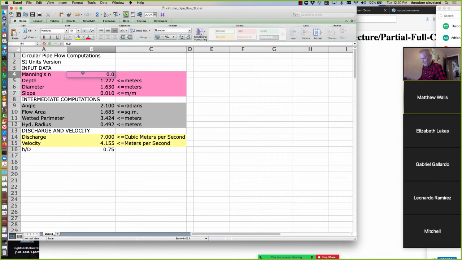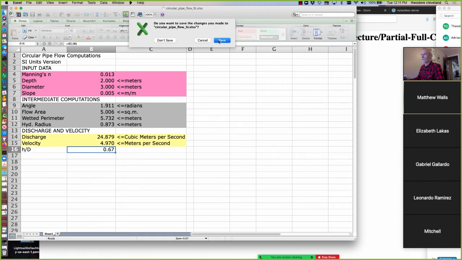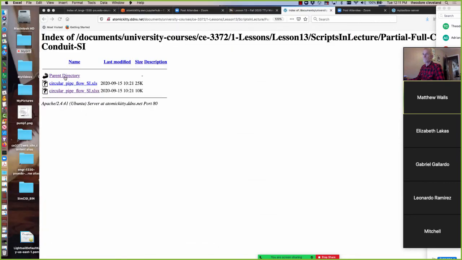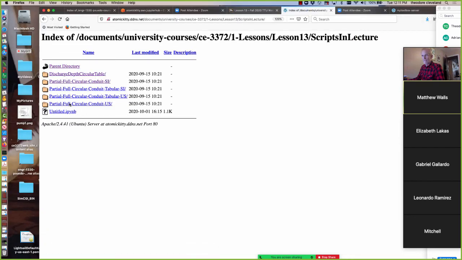So let's try a different value, Manning's N. Let's use a 3-meter diameter pipe, which is kind of big, and we'll go 2 meters deep in it on a longitudinal slope, 5 parts in 1,000, and that will carry 24 cubic meters per second, which is a lot of water, at 4 meters per second, and the depth to diameter ratio is 0.67. So these are pretty easy to build yourself, but it's nice to have one already done because then you don't have to think about it.